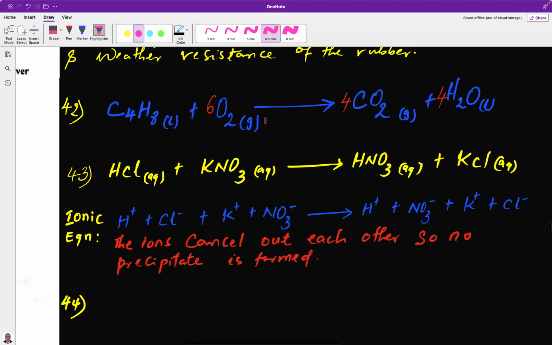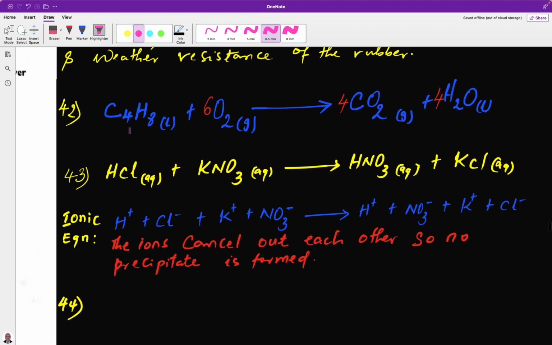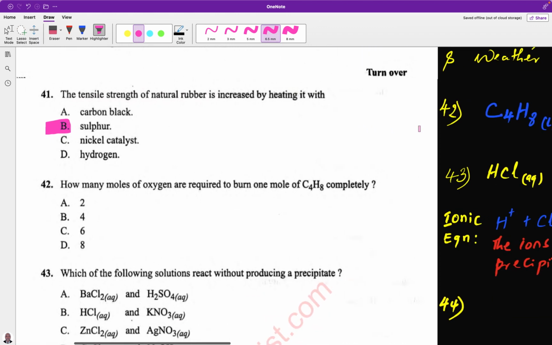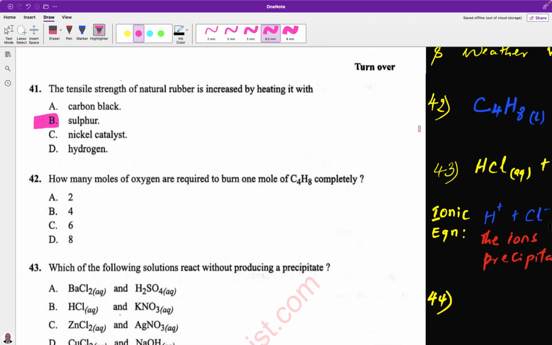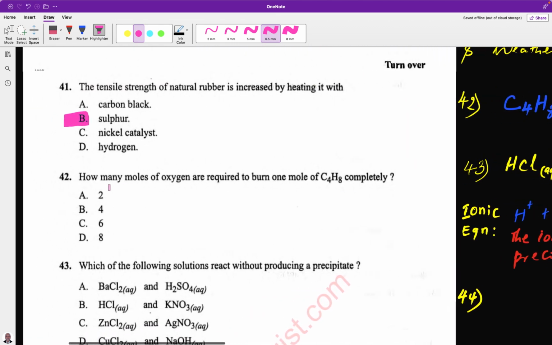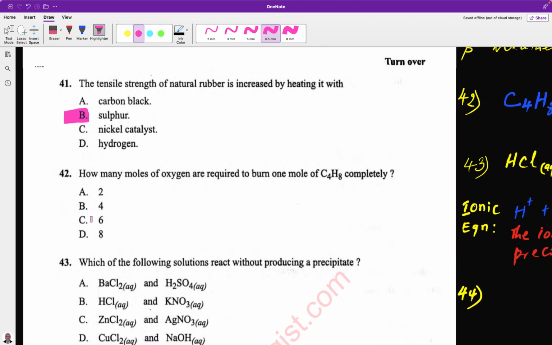So they are asking us, from this equation, we have 1 mole of butane reacting with 6 moles of oxygen to give carbon dioxide and water. So the moles of oxygen that are required for this are 6 moles from our equation, 6 moles for the complete combustion. It's just an equation. You write an equation and you have your answer. Our answer is C. Okay, let's go to question number 43.